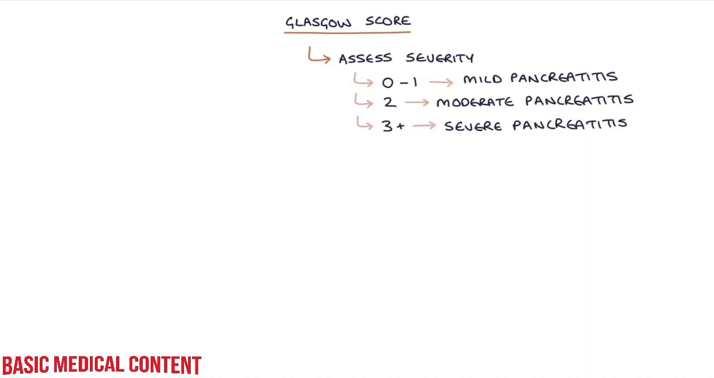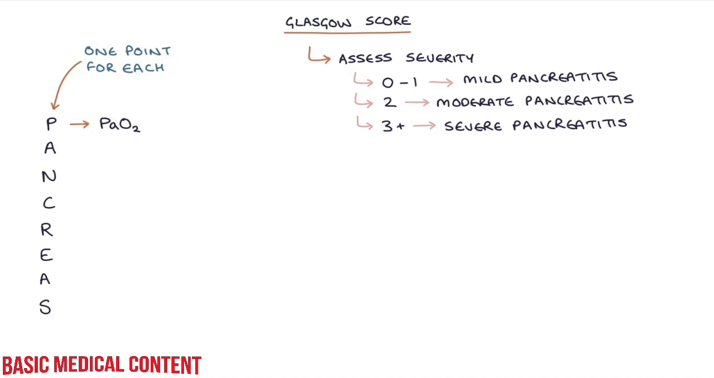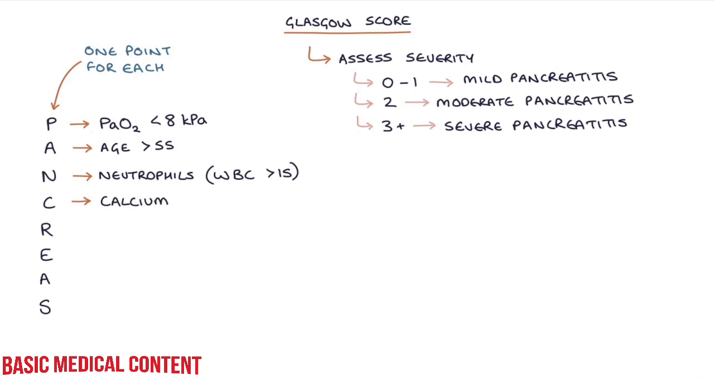The criteria for the Glasgow score can be remembered using the PANCREAS mnemonic, and you give 1 point for each answer that's true. P refers to PaO2, or a partial pressure of oxygen that's less than 8 kPa. A refers to age above 55. N refers to neutrophils, and this is a white blood cell count above 15. C refers to calcium, and this is when the calcium is less than 2.